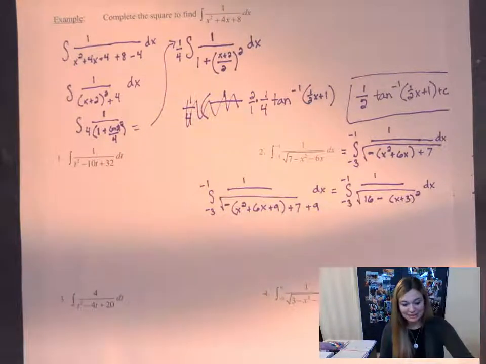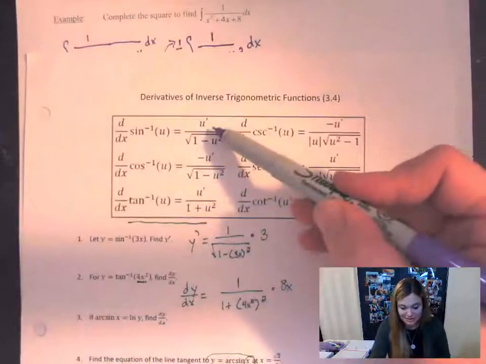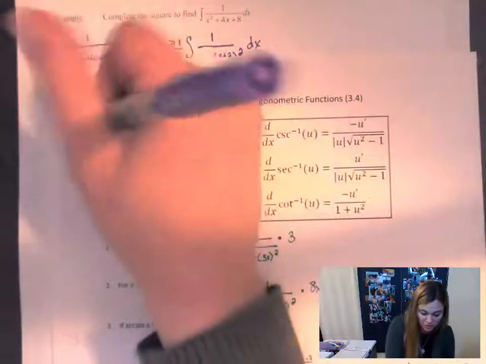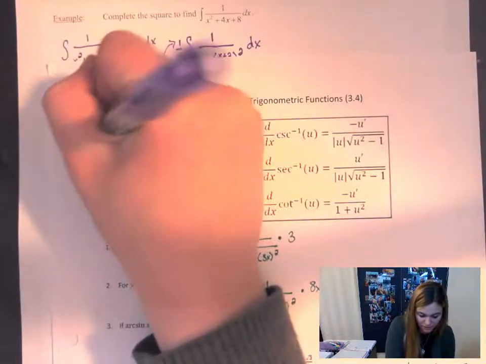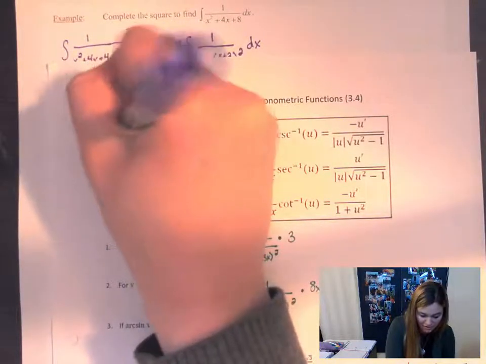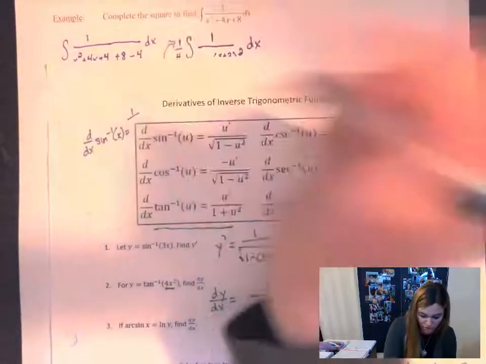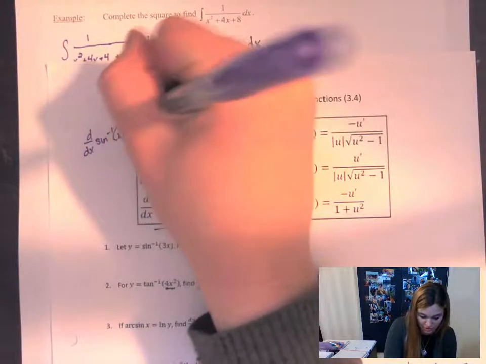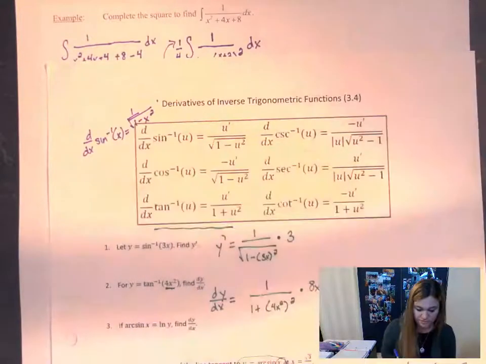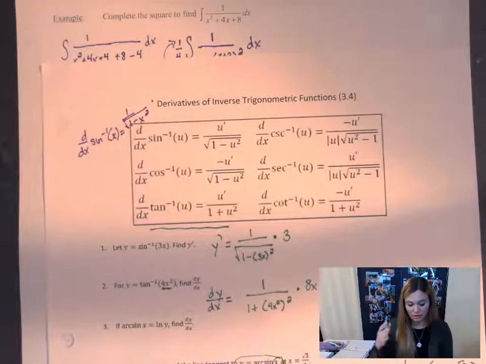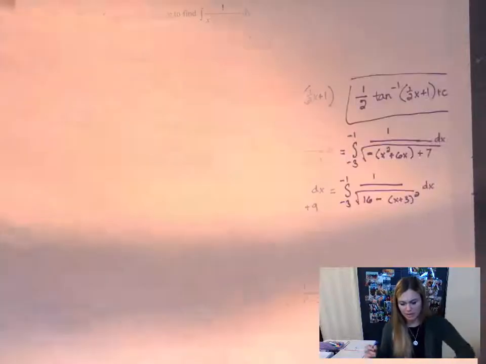Now I'm getting it to something that's like this. This says u prime, but if this were just the derivative of inverse sine of x, this would only be 1 over the square root of 1 minus x squared. So that's what I'm looking at, like 1 over the square root of 1 minus something.